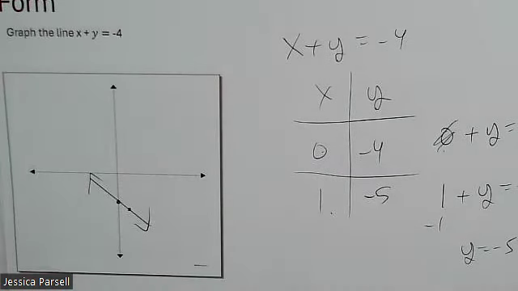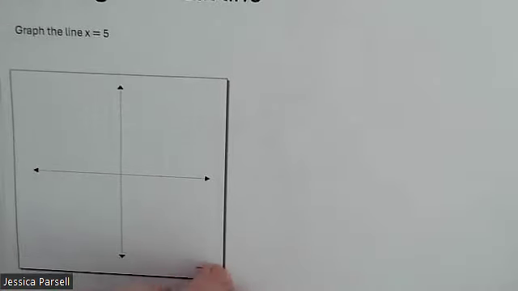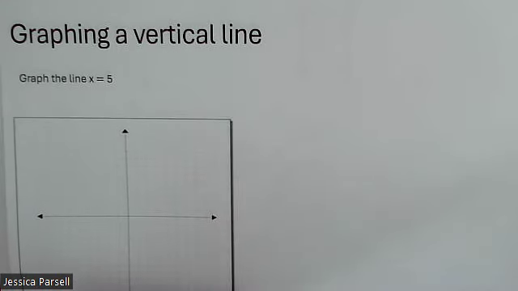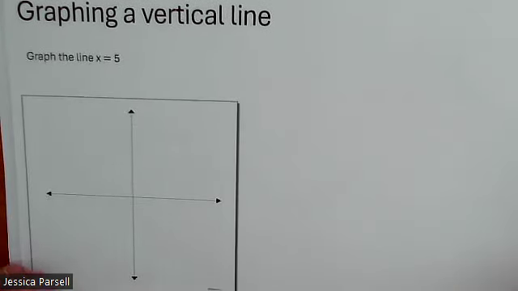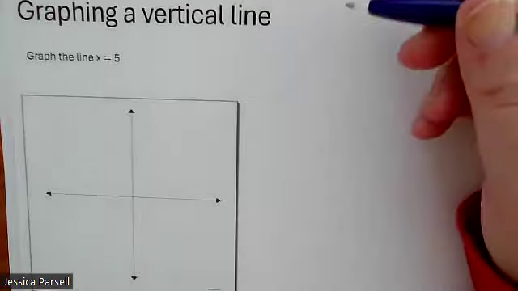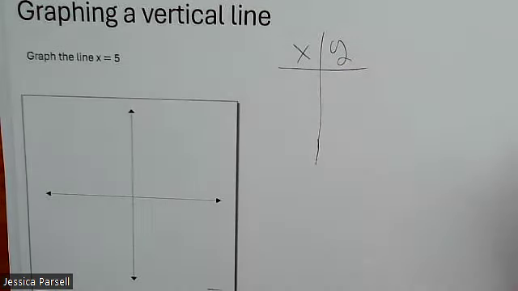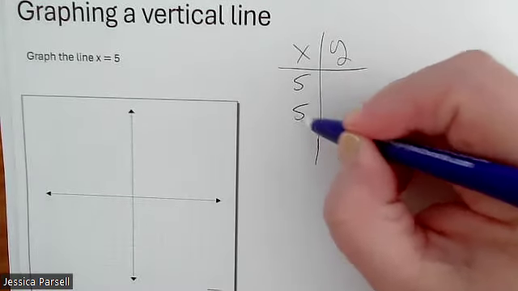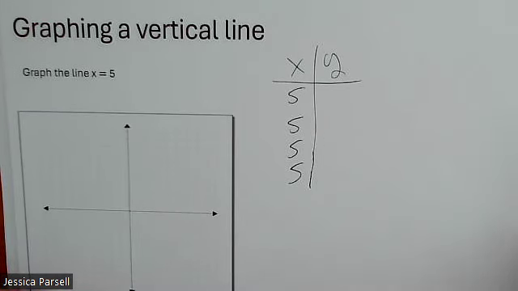Okay, what else is lurking in here? Let's take a peek here. We're going to get into vertical and horizontal lines. Okay, these are my favorite of all. First it says graph the line x equals 5. Well, notice there's no y here. So you kind of can't make an XY chart. I mean, you could if you want to, but just know that the x value is always going to be equal to 5. So 5, 5, 5, 5. And then you can pick any y's that you want to.